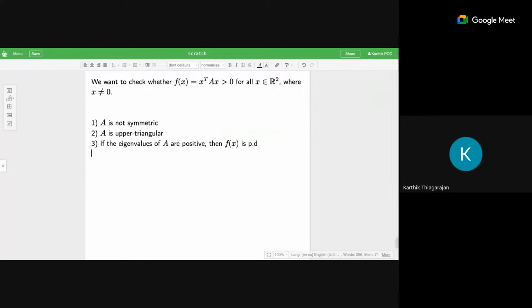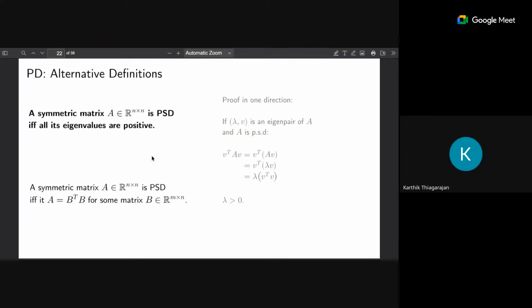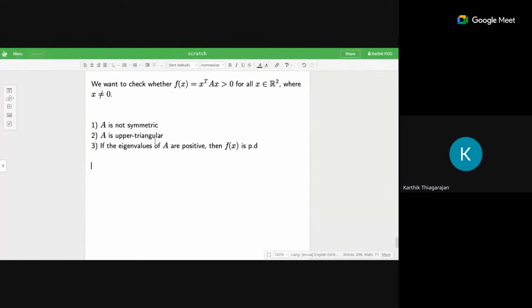So if you want to show that x transpose Ax is always greater than 0, what I'm worried about is, if you go back to this proof for positive definite, it involves only the eigenvalues, one direction. If A is positive definite, then that is okay. But what I'm worried about is, if A is not symmetric, what will happen?